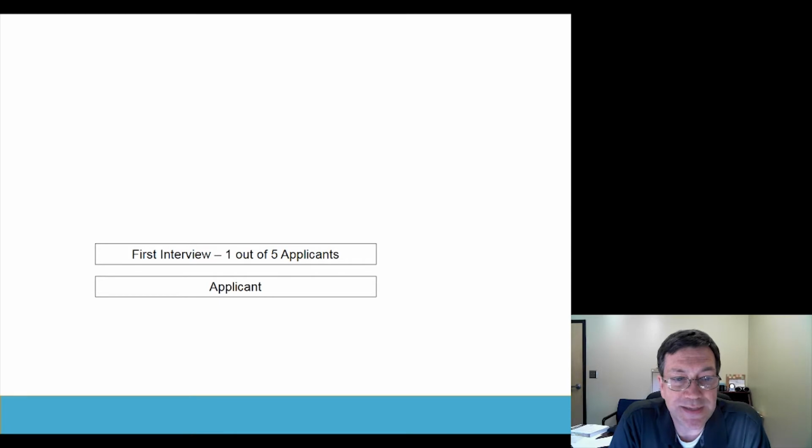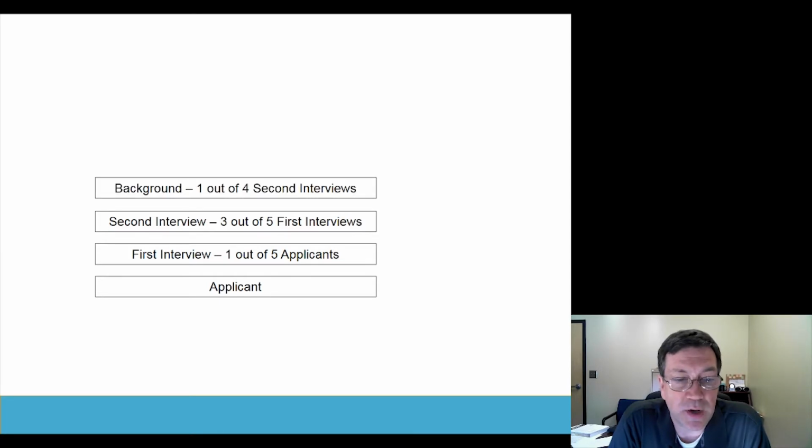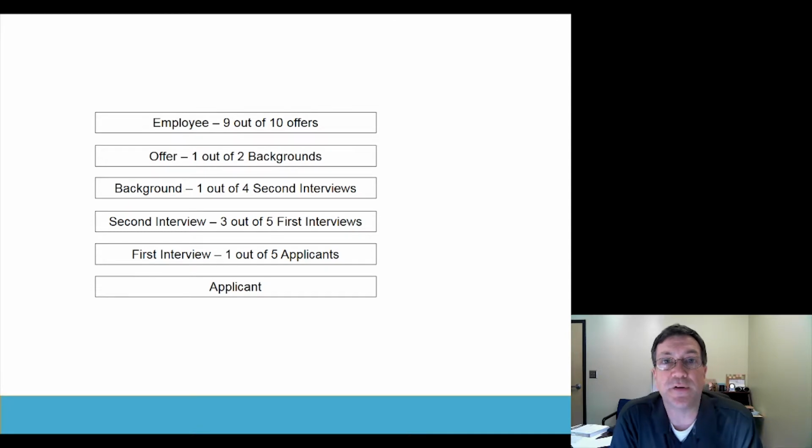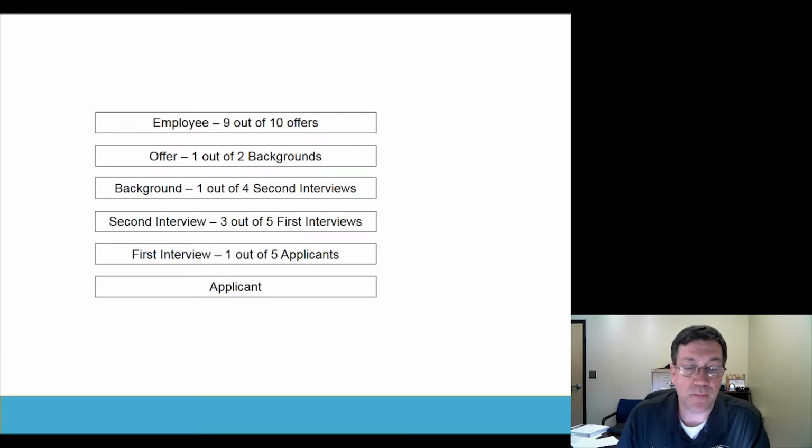Here's where we're going to use our worksheet. Remember, we have these stages of our hiring process: an applicant, a first interview, and that's 1 out of 5, a second interview, which is 3 out of 5, a background check, which is 1 out of 4, an offer, which is 1 out of 2, and an employee, which is 9 out of 10. Now we know that we want to end up with 4. So what does that mean in terms of the number of offers that we need to make? Well, it's a 9 to 10 relationship, which is 0.90.